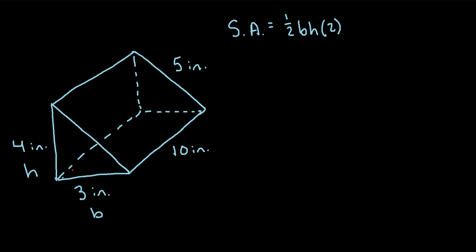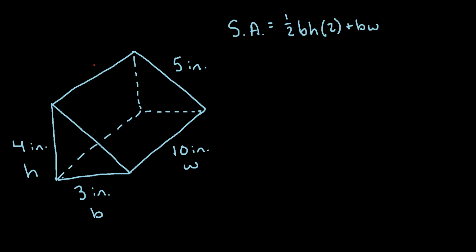Next, we need to find the area of this bottom rectangle down here. So how can we do that? Well, we know that the area of a rectangle is found by multiplying one side by the other side. So we said that we'll call this the base. Let's call this 10 inches right here the width, so we'll label it W. So if we just do B times W, we can get the area of this bottom rectangle. So we'll say plus B times W.